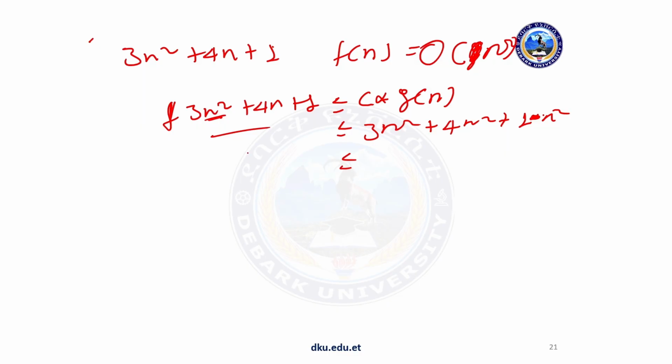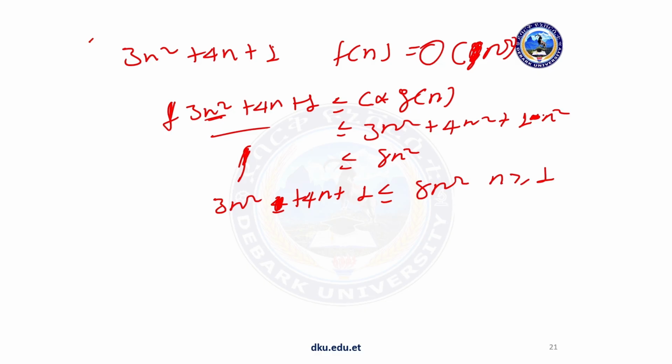So 3n squared plus 4n plus 1 is less than or equal to 3n squared plus 4n squared plus 1n squared, which is 7n squared plus 1n squared, 8n squared. So it is less than or equal to 8n squared. Which means 3n squared plus 4n plus 1 is less than or equal to 8n squared, right? This will be true when the value of n is greater than or equal to 1.